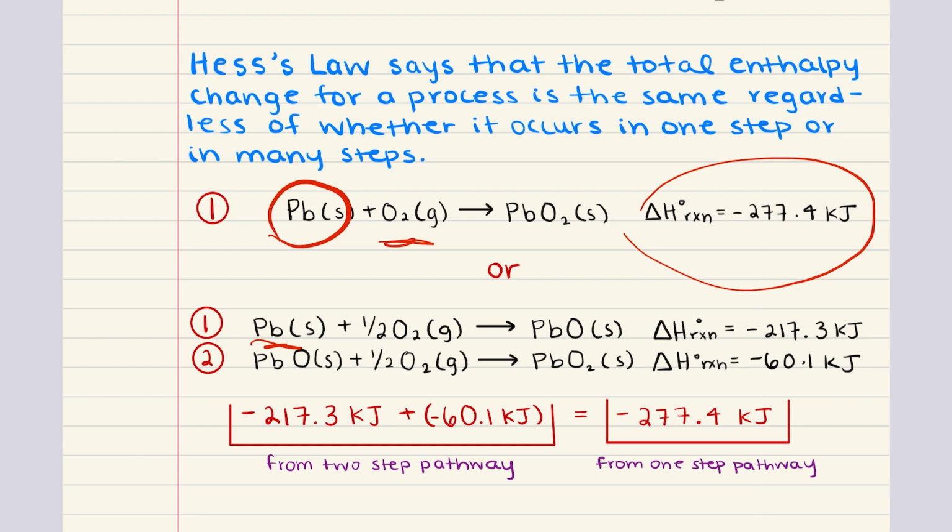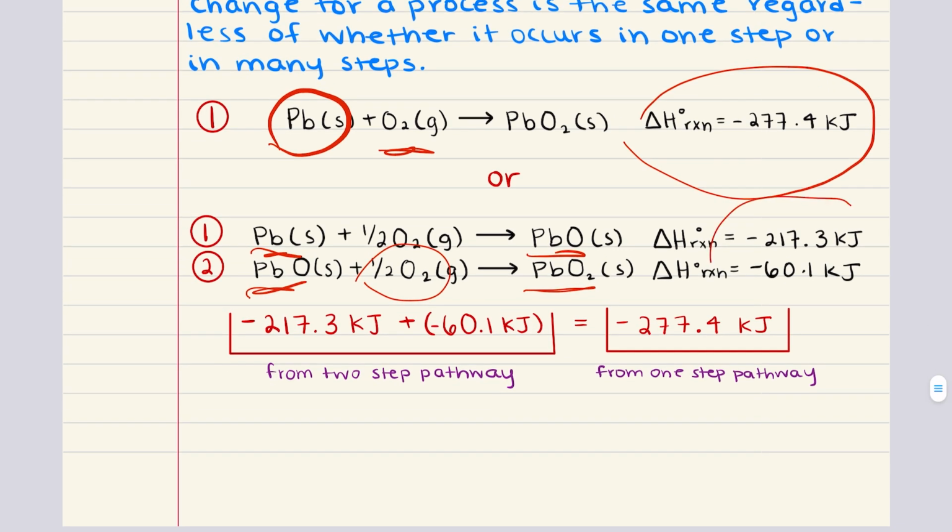So first, lead can react to form lead-2 monoxide, and then that lead-2 monoxide can react with additional oxygen gas to form lead-4 oxide. Now, the enthalpy change for the first step of this reaction is minus 217.3 kilojoules, and the enthalpy change associated with step 2 for this reaction is minus 60.1 kilojoules. If we sum this up, the total enthalpy change is going to be minus 277.4. So notice that the overall enthalpy change when lead-4 oxide is produced in the two-step pathway is the same as the enthalpy change from that of the one-step pathway. And so this confirms that the overall enthalpy change is independent of the pathway taken.